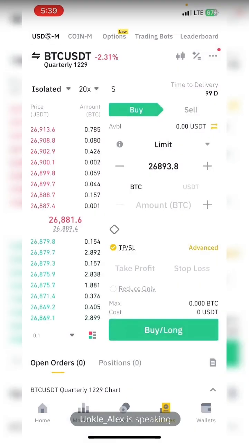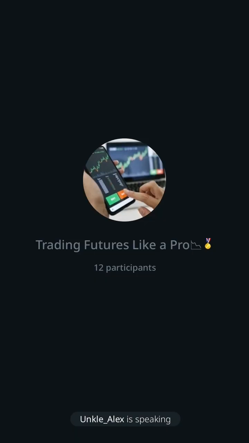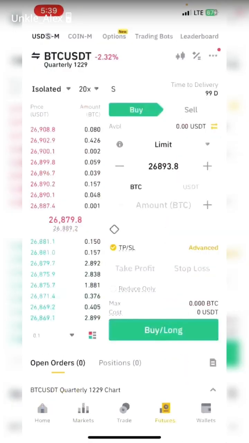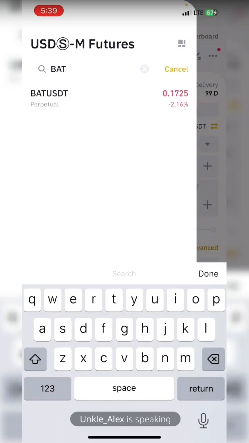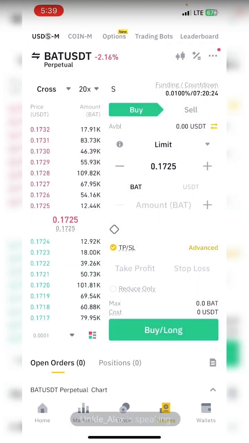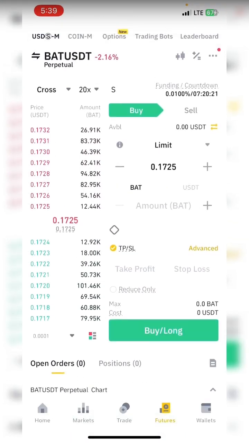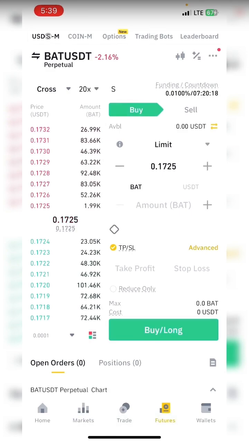Now this place allows you to select the pair you want to trade. Let's say you want to trade BAT. You tap here, and search for the pair you want to trade. This is BAT USDT. You tap. Now this place is where you select the pair, your favorite pair.